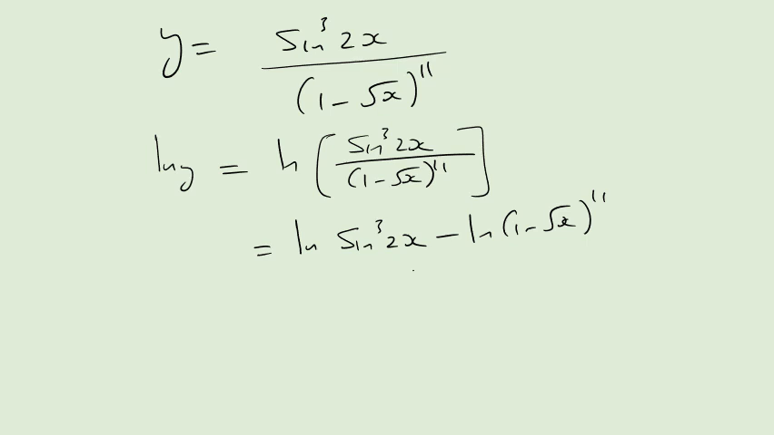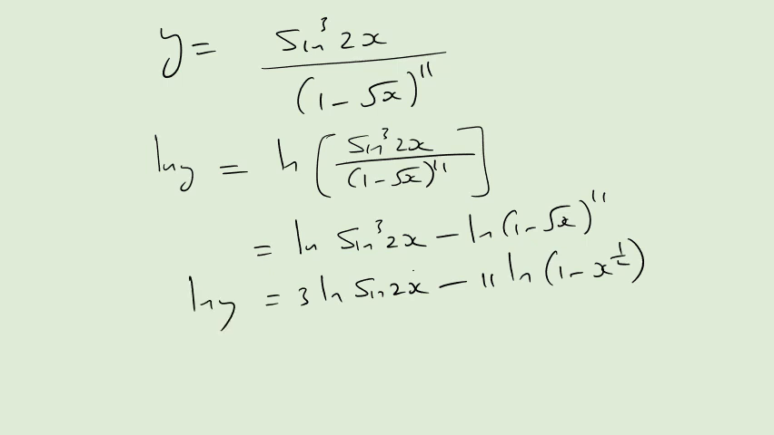And we can go even further and say ln of sine cubed is 3 ln of sine 2x. Then pop the 11 in front, minus 11 ln of (1 minus x to the power half), and you know I always like to write root x as x to the power half like that. Beautiful. So we've got ln y equal to that. So now we differentiate both sides, and you're going to get y prime over y. Now what's the derivative of 2x? It's 2, so 2 times 3 gives me 6. What's the derivative of sine of something? Cos of something. And then what's the derivative of ln of something? It's 1 over that something. So simple.